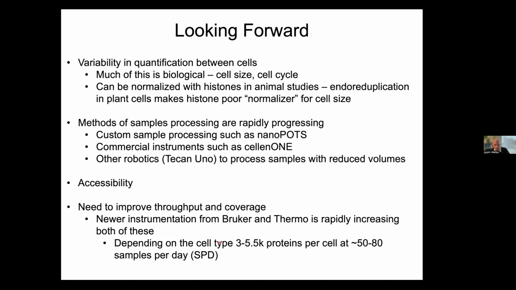So now, depending on the cell type, there are reports of up to 5,500 proteins per cell, analyzing about 80 samples per day. That's without multiplexing. So lots of room for improvement, and these newer instruments will help.